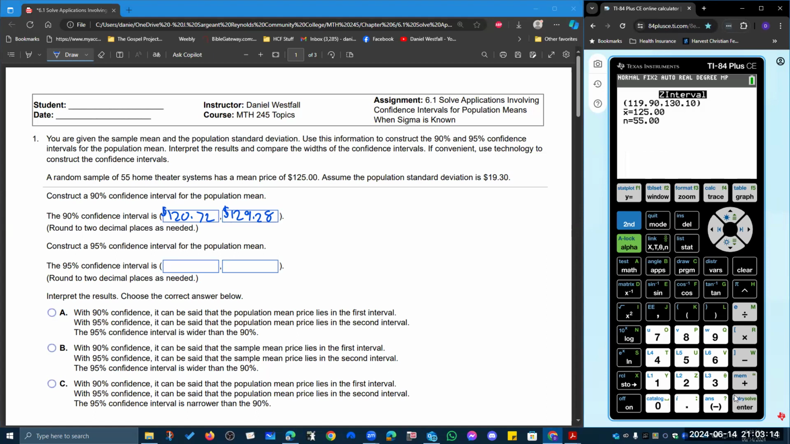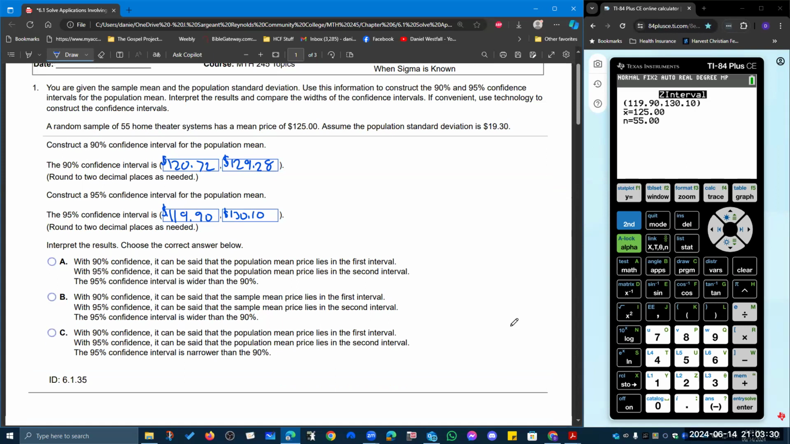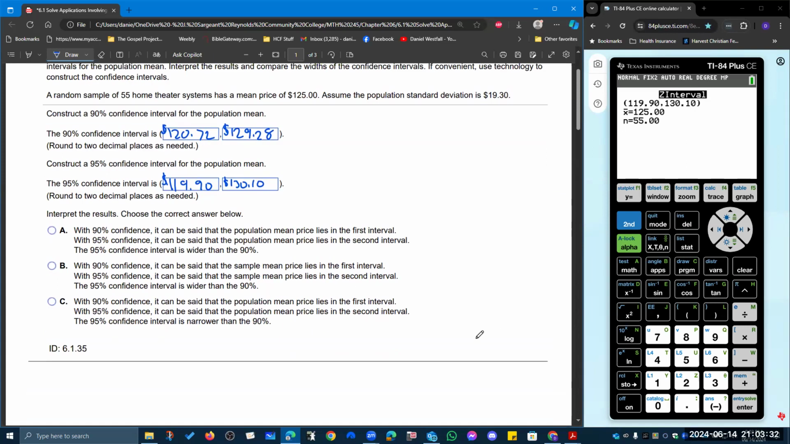And that becomes 119.90, and this becomes 130.10. Again, I don't think they want you to put the dollar signs, but just know that's dollars and cents. So the 95% confidence interval is going to be wider because it has a larger margin of error, even though they have the same sample mean.